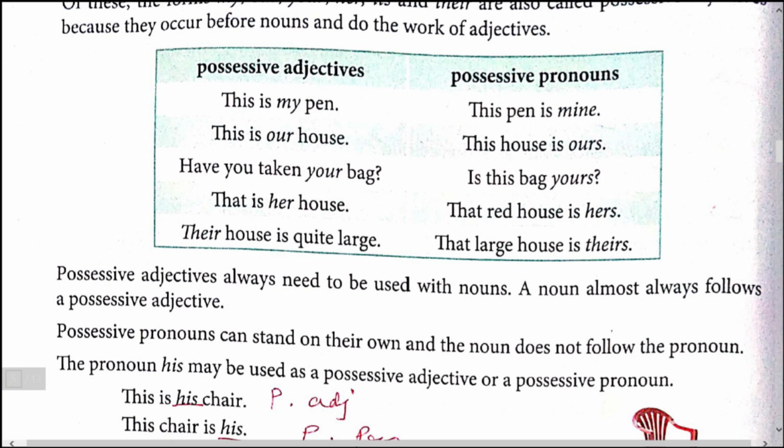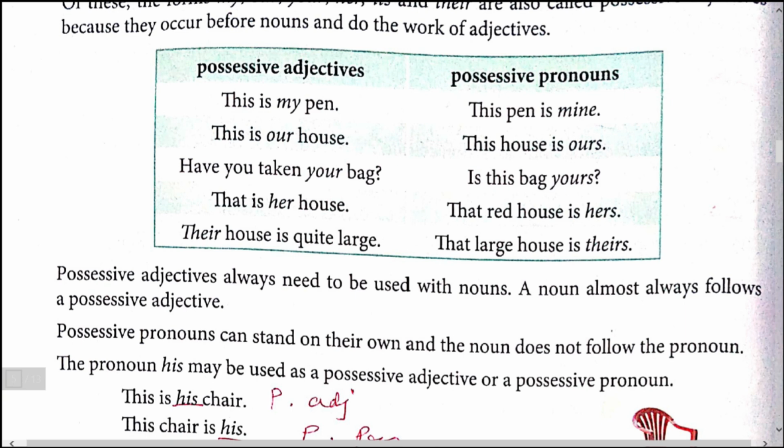So you have to understand how it will come in possessive adjectives. Sorry, after the possessive adjective, a noun will be there, and before it a possessive adjective will be there. And in a possessive pronoun, it comes after a verb. So you have to understand. Now I shall read it.